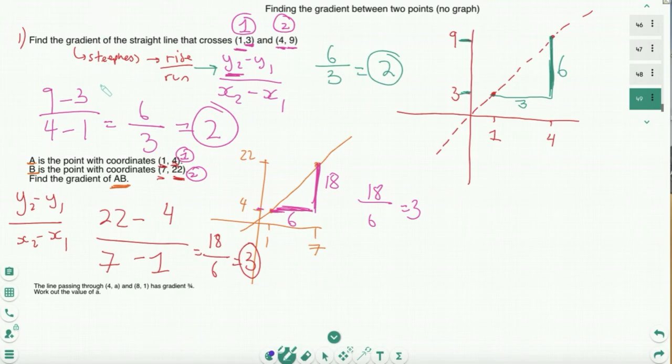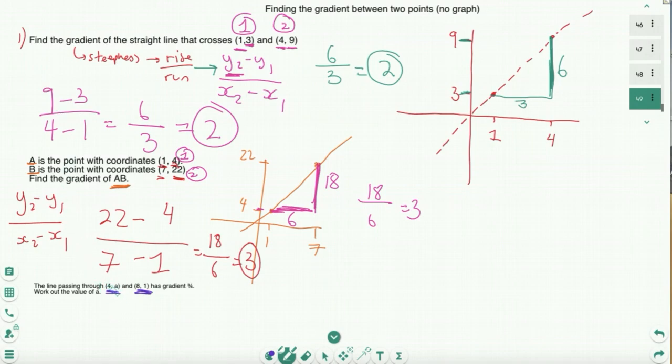Final problem. The line passing through 4a and 8, 1 has a gradient of 3/4. Work out the value of a. So now, guys, we have two coordinates. We know one of the coordinates fully. We don't know the other coordinate.